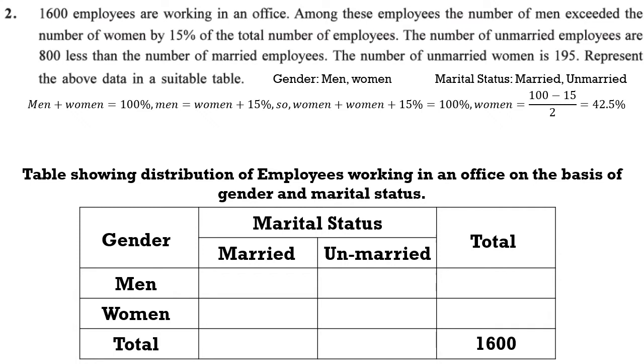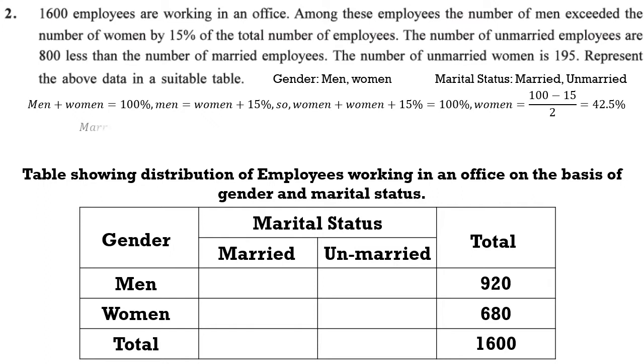So 2 times women are there, 15% will go to subtraction, so 100 minus 15, and twice women will be divided, so 100 minus 15 will be divided by 2. Your answer here, if you use your calculator or brains, it will be 42.5%. That means the women are 42.5% of the total population, that is 1600. So 1600 multiplied by 42.5% will get you 680, and when you get the difference of it for men, you will get 920. Okay, so that is the number of total men and women in the office, that is 920 and 680. The second statement, the number of unmarried employees are 800 less than the number of married employees.